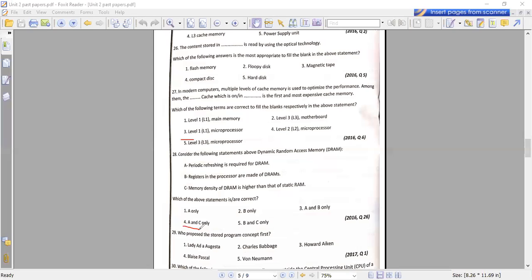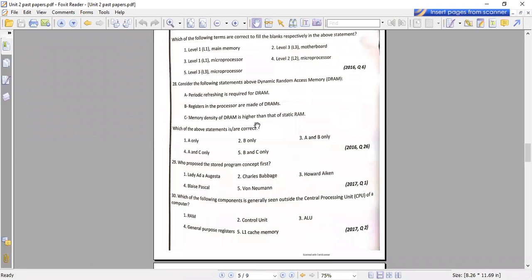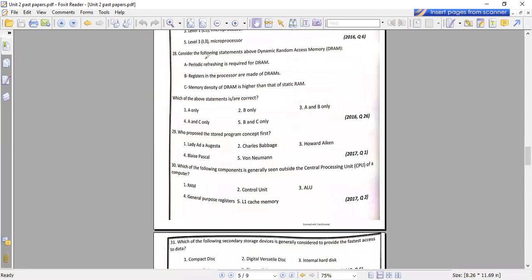Who proposed the stored program? The stored program concept was proposed by von Neumann. Fifth answer should be von Neumann. Someone got it wrong and lost. So you have to learn these by heart. Now you can understand these questions have come from unit 2. This is how theory questions are asked, so you have to study the theory part well.